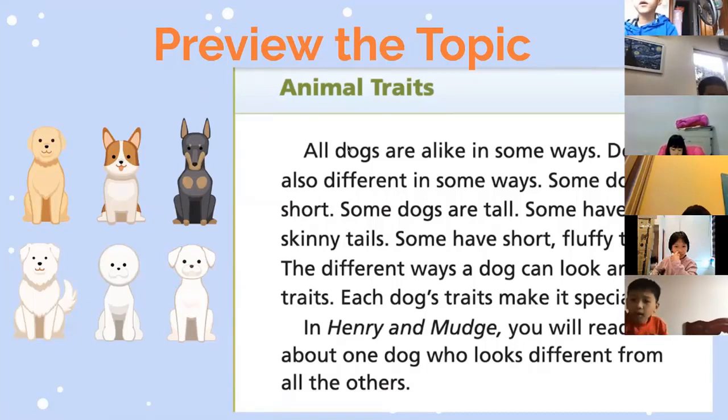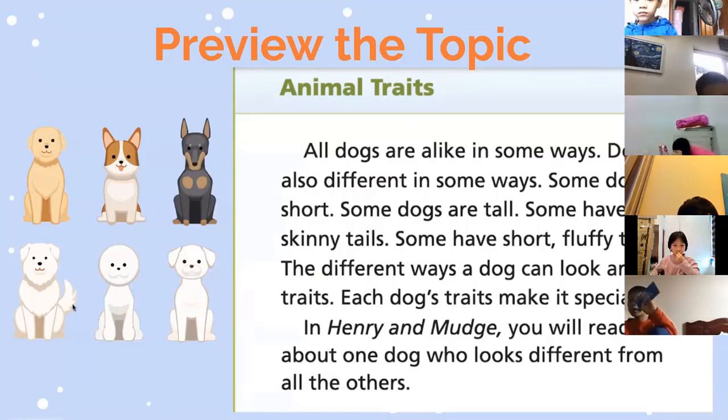Very good reading, Vivian. All right, so you'll probably learn about this in science class more as well, but traits are the ways that people and animals can look the same or different from each other. So I know all of us look different from one another. We all have different traits or characteristics that make ourselves unique, just like these dogs over here on the left.